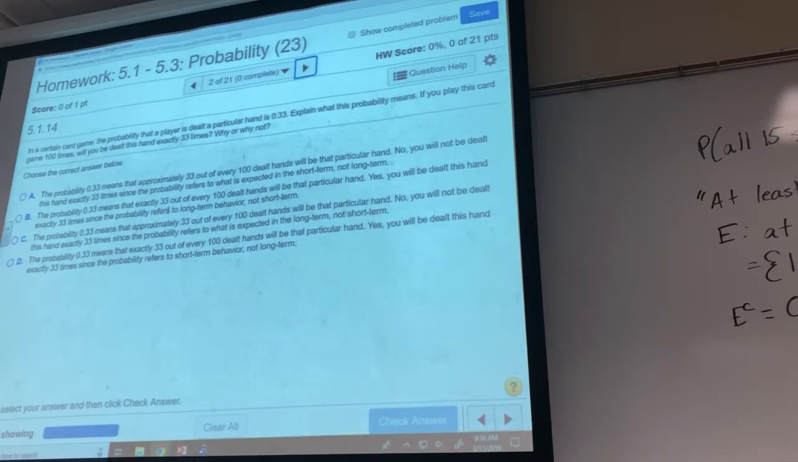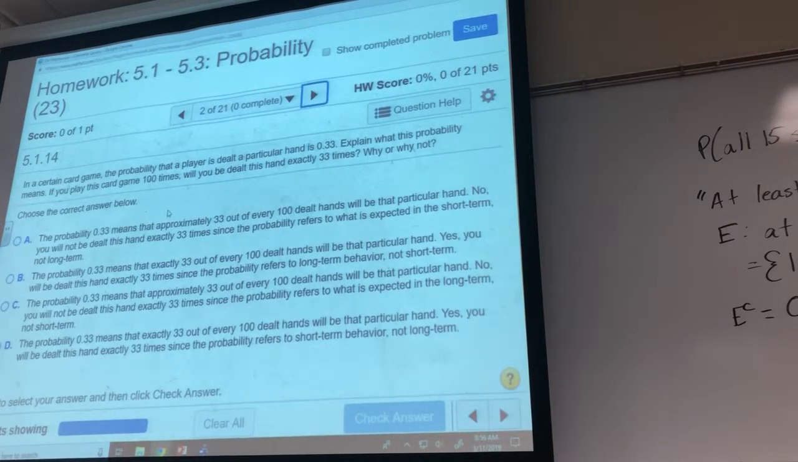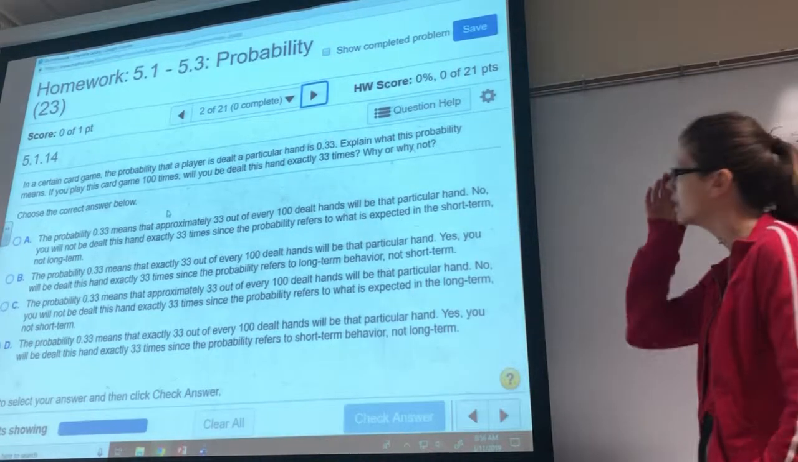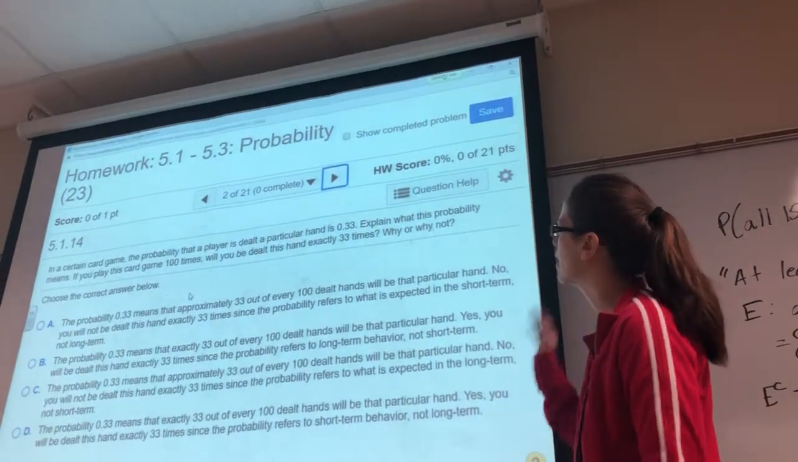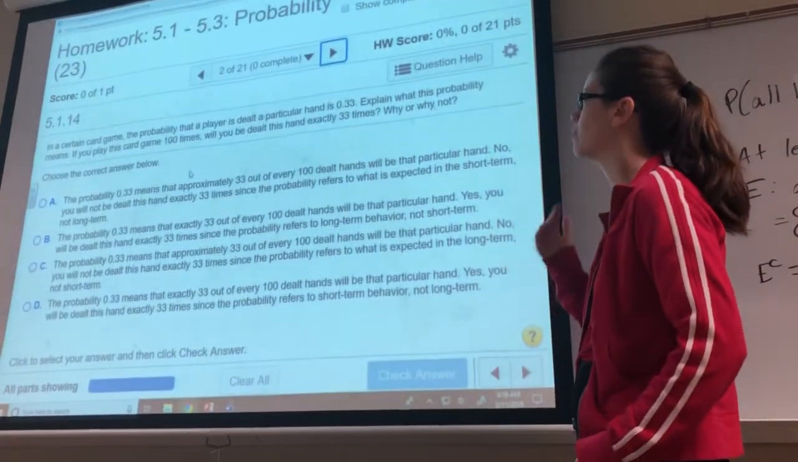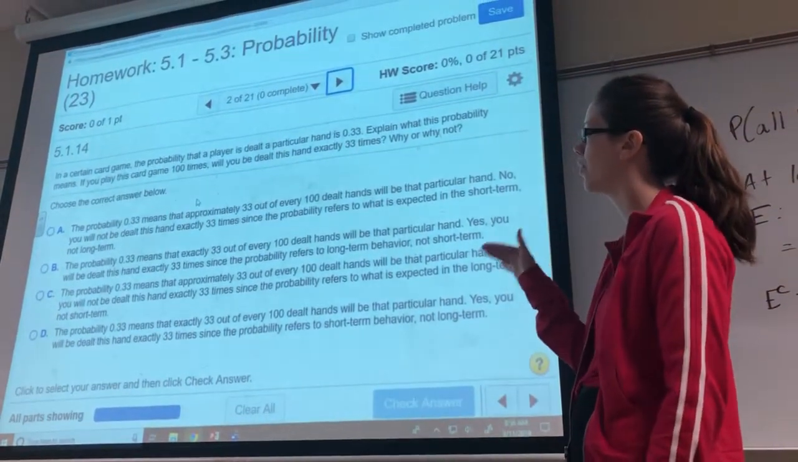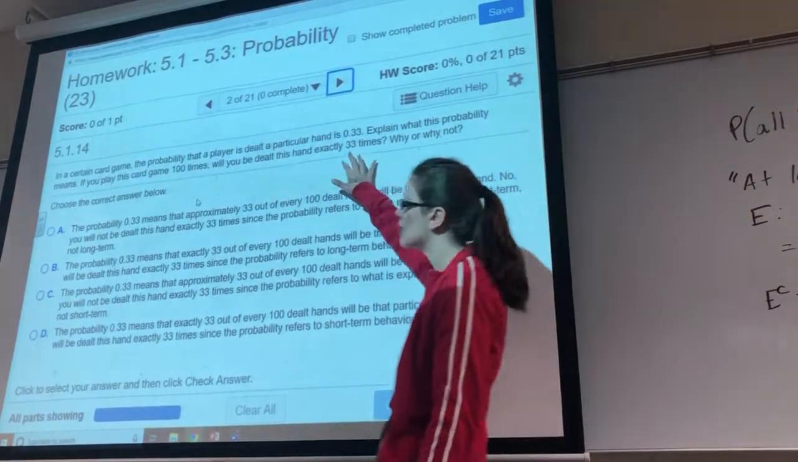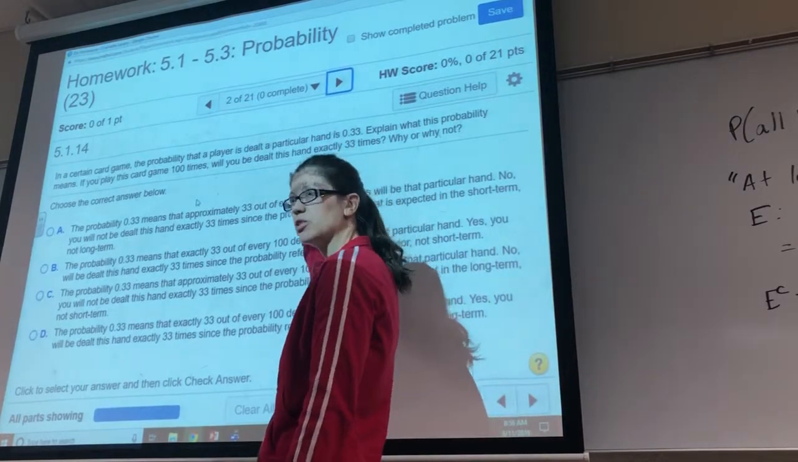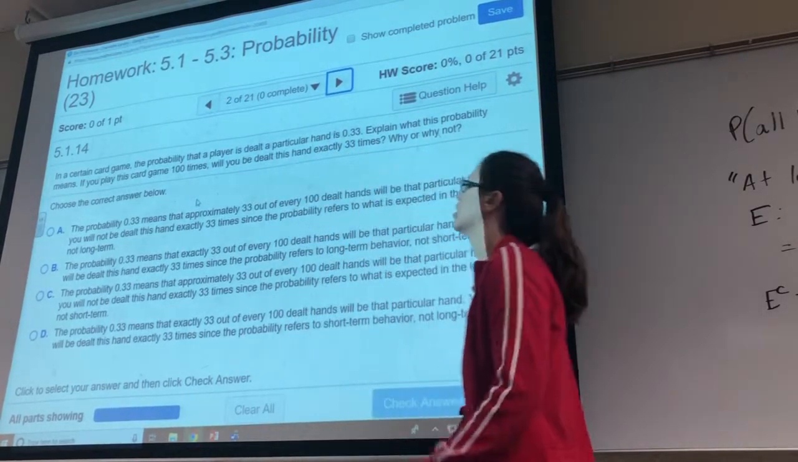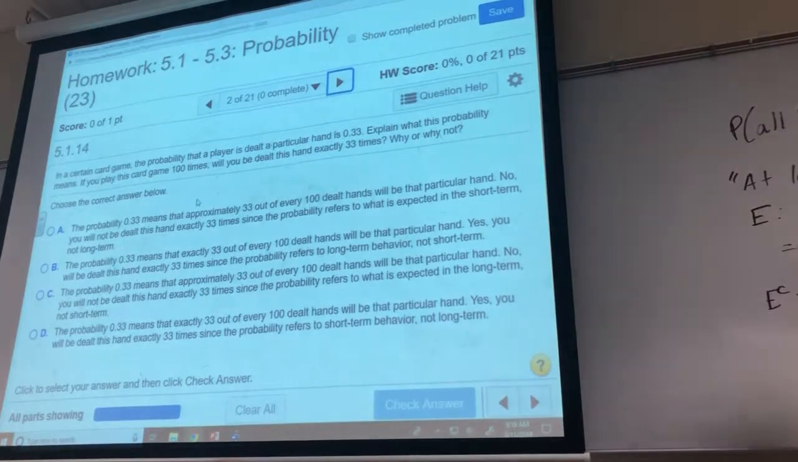Okay, so I guess I can just mention this. Number 2 on the homework, it asks the probability that a player is dealt a particular hand in this card game is 0.33. And they say, explain what this probability means, and if you play this 100 times, will you be dealt this hand exactly 33 times? And it's not going to be exactly. Whenever we're doing these probabilities, it's always going to be approximate. It's never going to give us exactly 33.